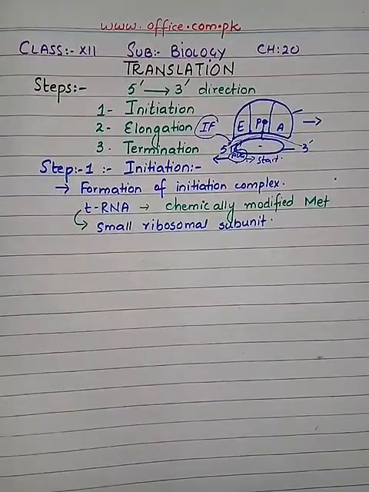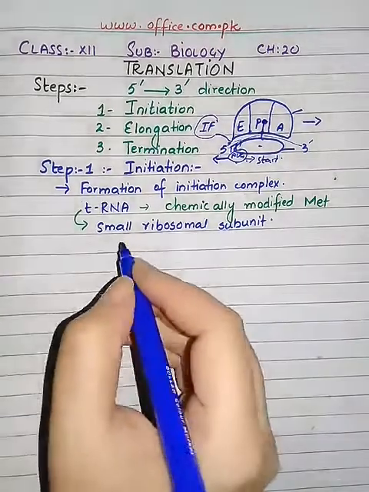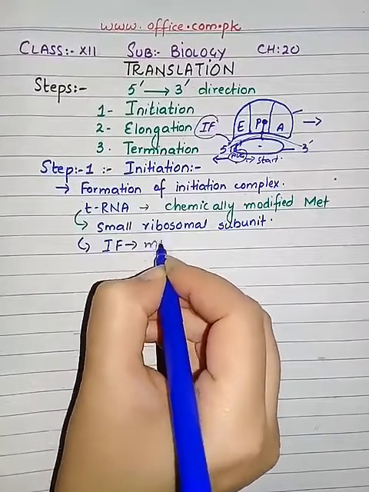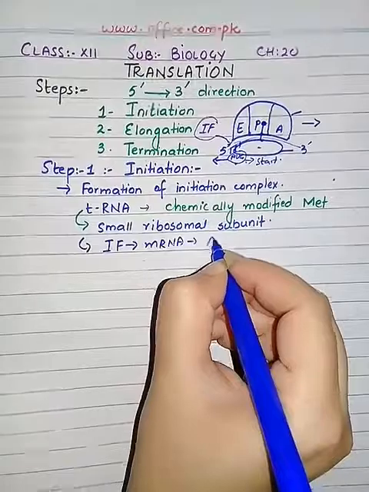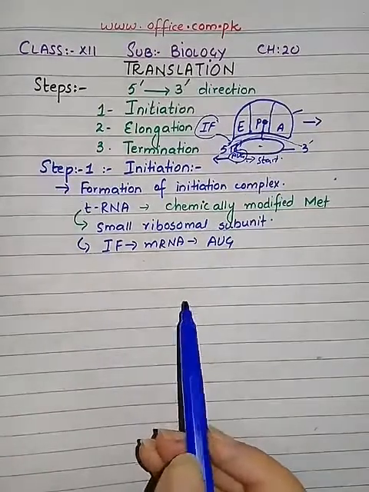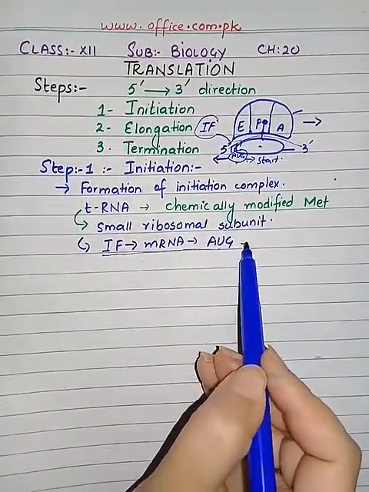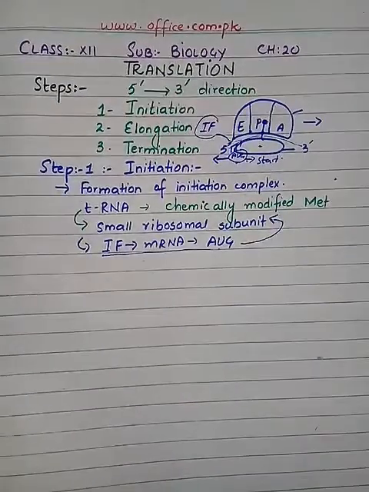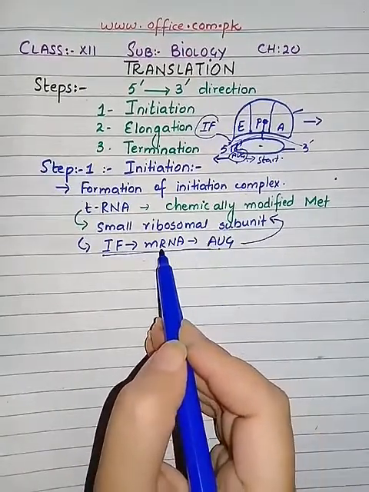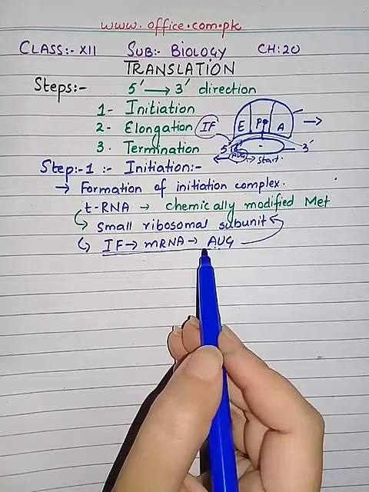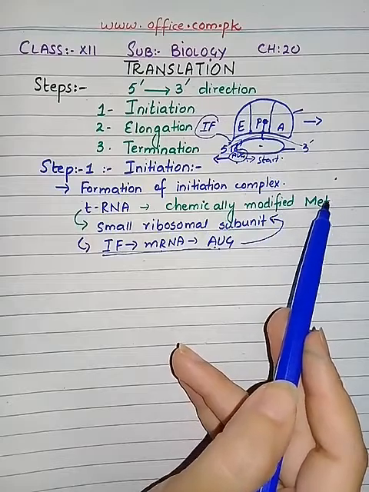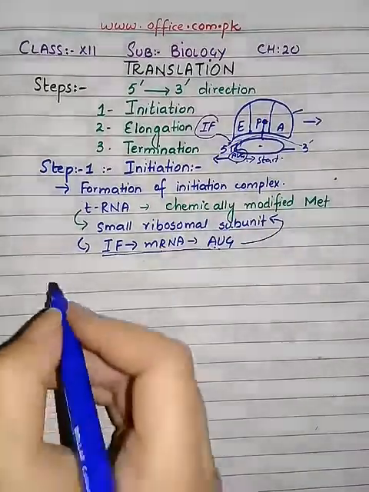Now let's see. Here the initiation factor also binds to messenger RNA on the AUG site. Basically this step occurs first and then this step. First of all, the initiation factor will see this codon on messenger RNA, it will bind to this codon, and accordingly a transfer RNA will come which will have the chemically modified methionine and it will be attached. Now the second step.